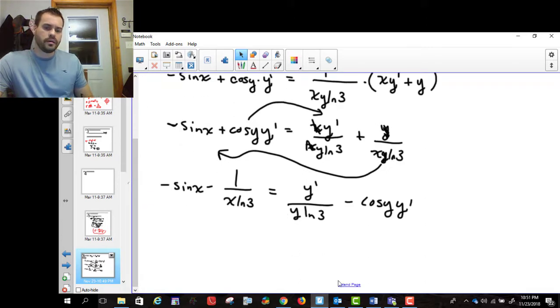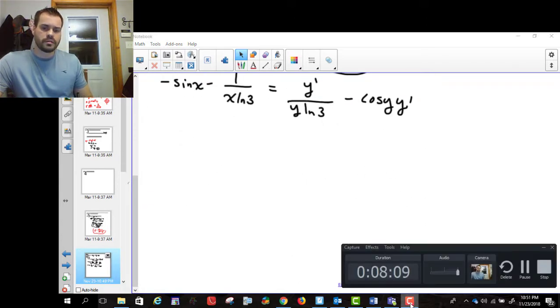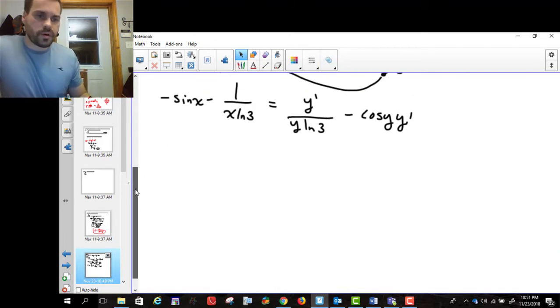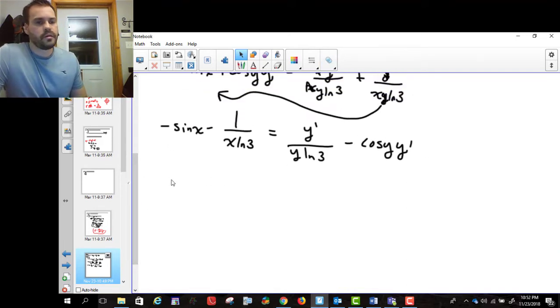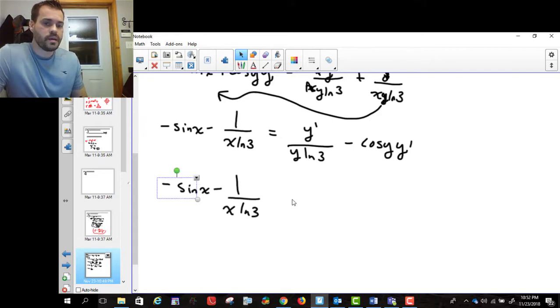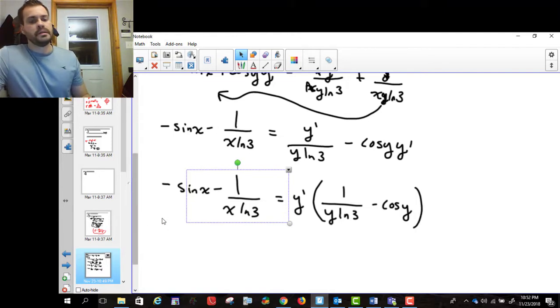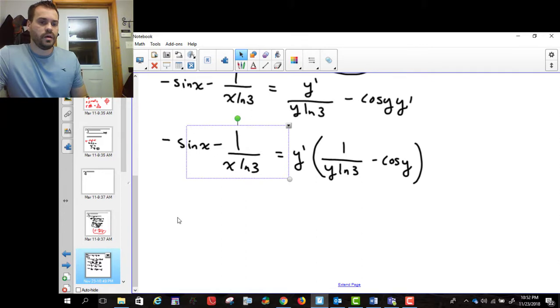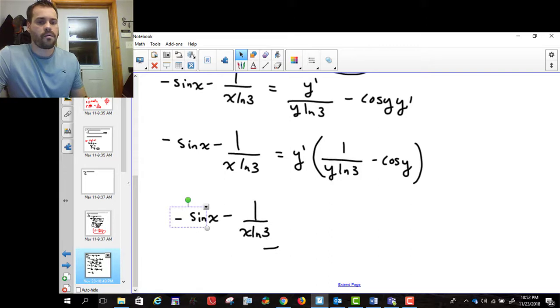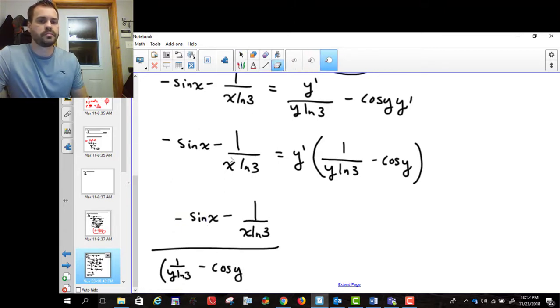All right, and then I'm going to check the time here. Then I'm going to solve for y prime by taking this y prime as a common factor. So I'm going to have minus sine x minus 1 over x ln 3. That stays the same. And it equals y prime times 1 over y ln 3 minus cosine y. And then I divide. So I get minus sine x minus 1 over x ln 3 divided by 1 over y ln 3 minus cosine y. I don't really need brackets there, so I'll just get rid of that.